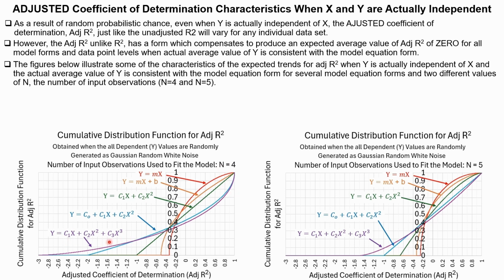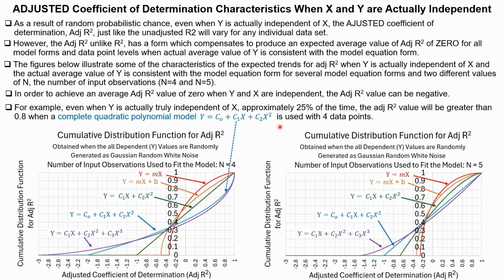For this model equation form, this number of points, some of the random data sets will result in a very negative adjusted r-squared value to maintain an average adjusted r-squared value of 0. As an example, when the model equation form shown in the blue curve is a complete quadratic polynomial model of order 2 with 4 data points, when y is truly independent of x, when the adjusted r-squared value is 0.8, the cumulative distribution function for adjusted r-squared is approximately 0.75, meaning that approximately 25% of the time, the adjusted r-squared value will be greater than 0.8.